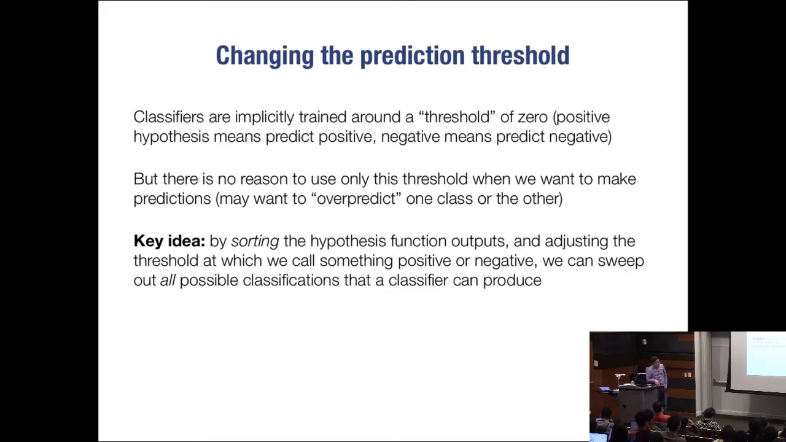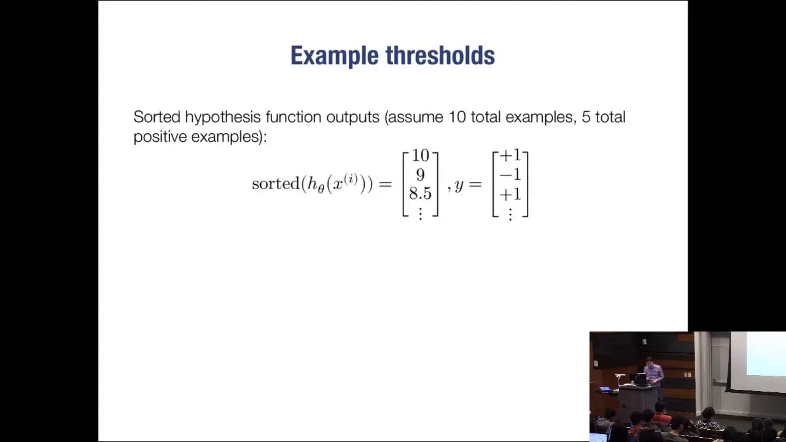The key idea here is that instead of just treating the hypothesis function as something where at 0 we switch our class prediction from positive to negative, we can actually sort all our outputs by their value of the hypothesis function and use this to generate kind of interesting metrics. And so this is the last thing I'll say for this time. A lot of nice charts come out of this.